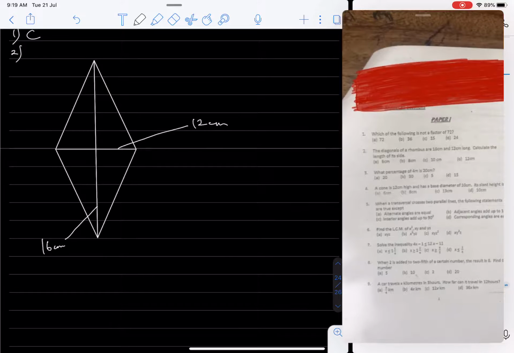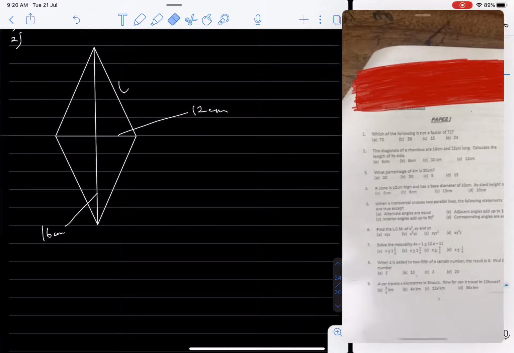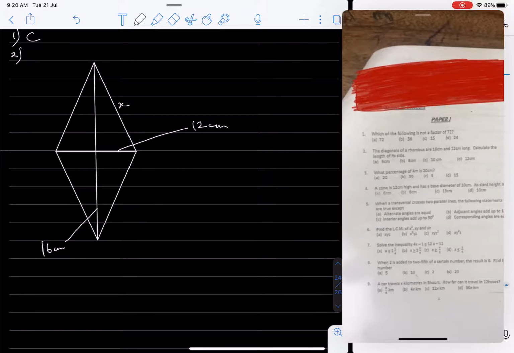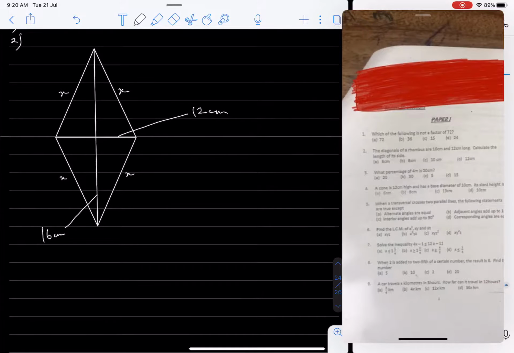I'm labeling outside so that whatever I represent in the rhombus will be clear. Now calculate the length of its side. Let the length of a side be X. A rhombus has equal sides, so if this is X, this also is X, this also is X, and this also is X.